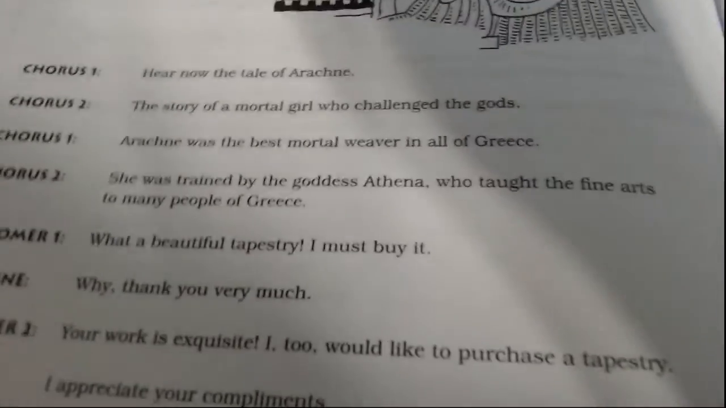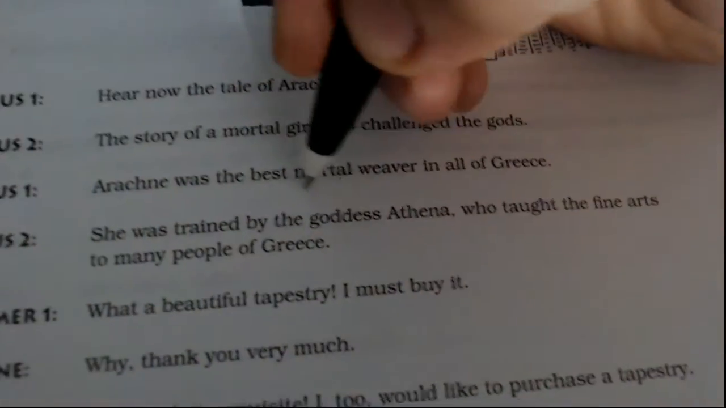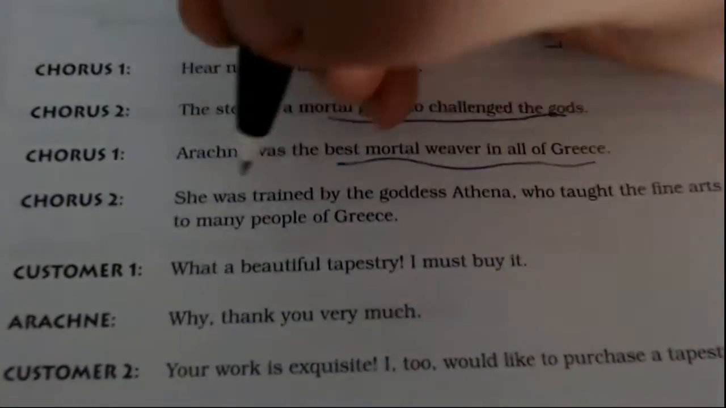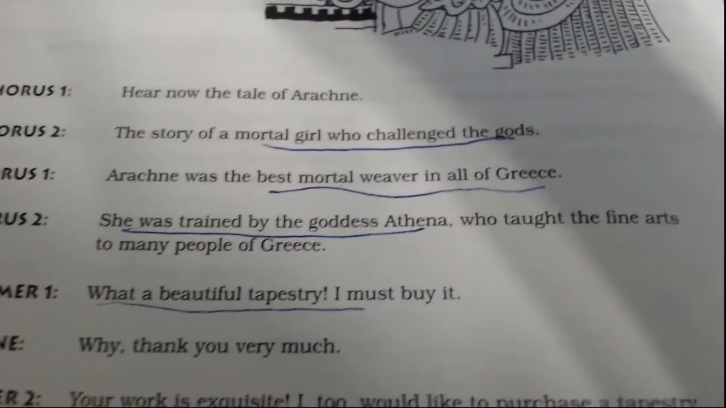And so before we see Arachne, we're introduced to her by the chorus telling us a lot of what she did. She was a great weaver, the best, I'll even highlight it for you, the best mortal weaver in all of Greece. She was a girl who challenged the gods. She was trained by the goddess Athena. And the author does one other thing, a new character, the customer, comes in and says, "What a beautiful tapestry." And so the author is introducing us by using the chorus characters and the customer characters to explain just how great of a weaver Arachne is.